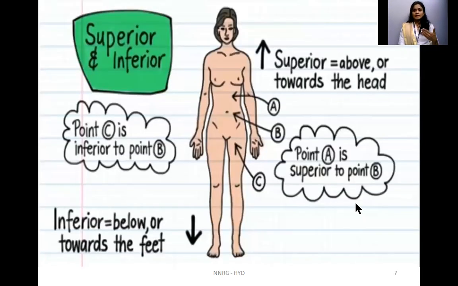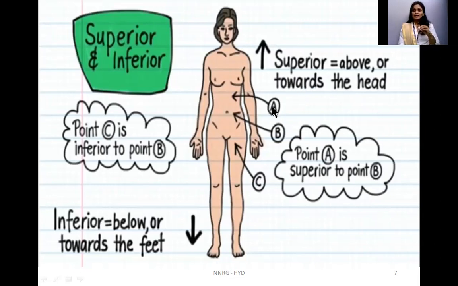Now, after anterior and posterior, we'll understand what is superior and inferior. As the name itself indicates, superior is above, inferior is lower. Superior is above or towards the head. Any part that is towards the head is superior, and anything towards the feet is inferior. Below or towards the feet, that is inferior. Above or towards the head, that is superior.